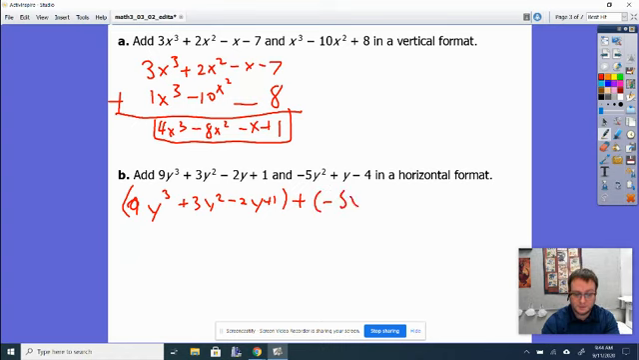Minus 5y squared plus y minus 4. Okay, I'm going to take all the y cubes and underline them in blue. There's a y cubed and that's it. I'm going to take all the y squareds and underline them in purple. I'm going to take all the y's and underline them in orange. And then I'm going to take all the constants, and we'll do this light blue.